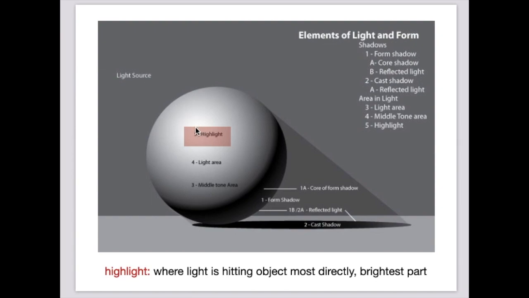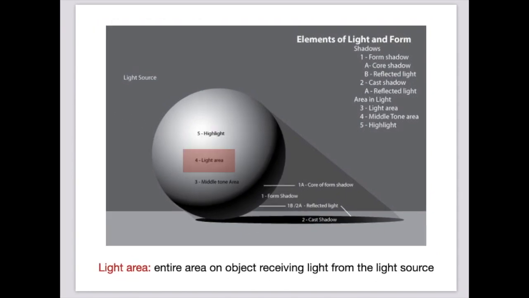The light source coming down here is shooting right onto this sphere at the highlight here. This is the brightest point of the object, where the light is hitting the object most directly. The light area is the entire area on an object receiving light from the light source.